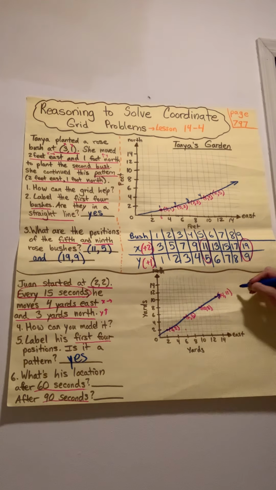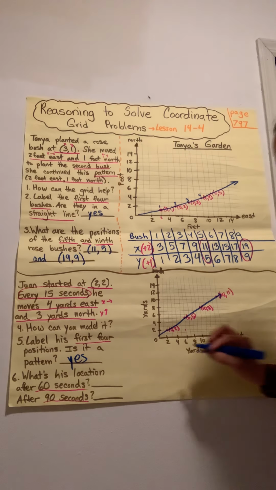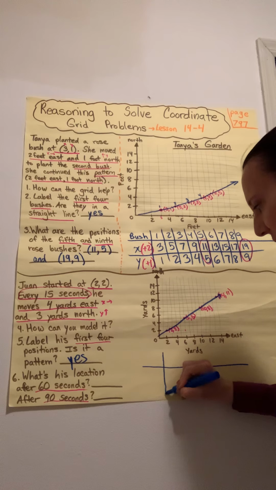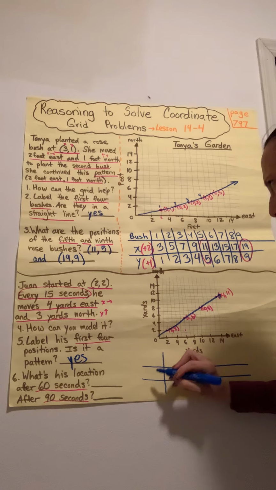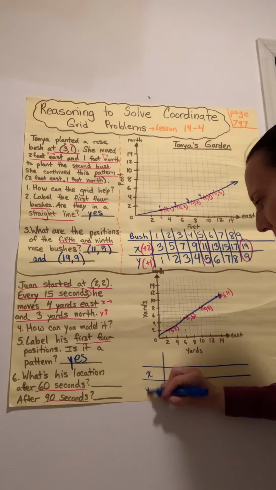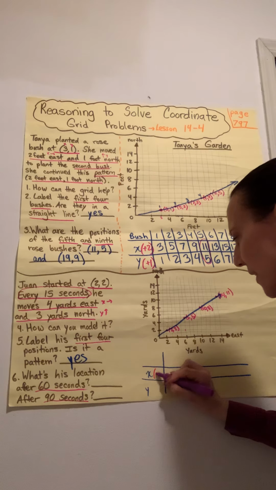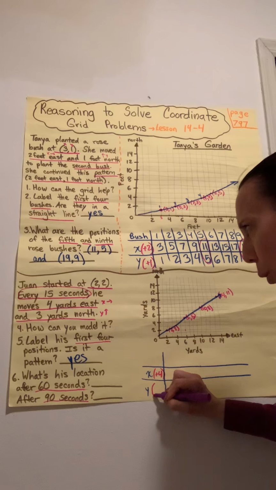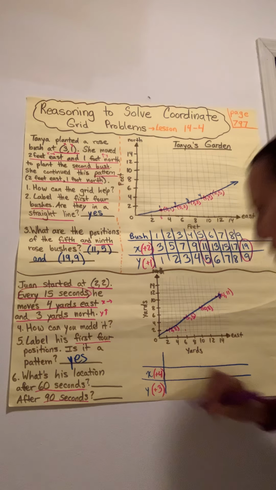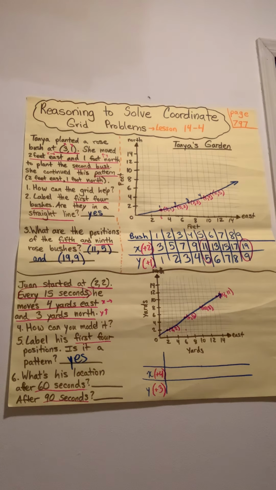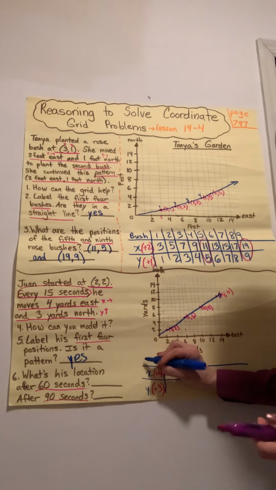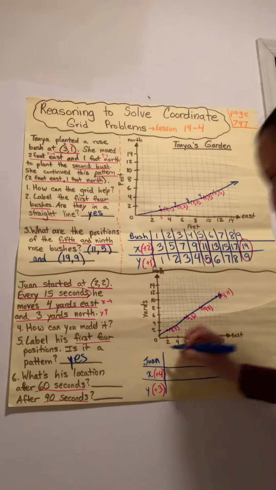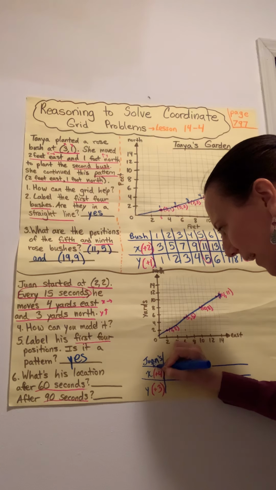So I want to make myself a chart again. Let's make sure I put it where you can see it here. Here's his position, and here's X and Y. I know his pattern is he's doing plus 4 to the east, so the X is 4 more each time, and plus 3 north, so it's 3 more each time. And I guess we can just label it Juan's time.